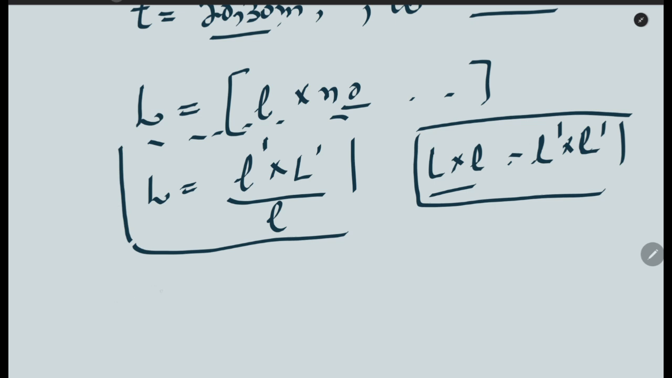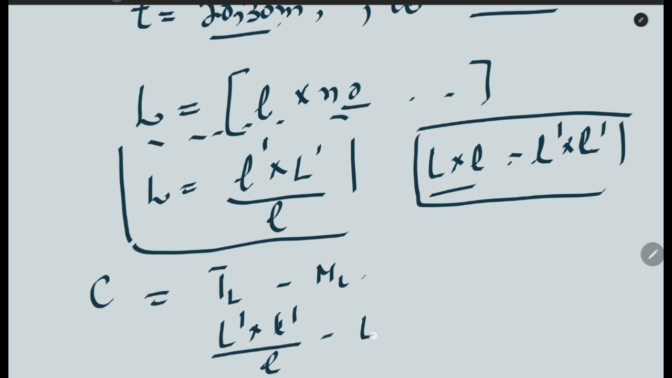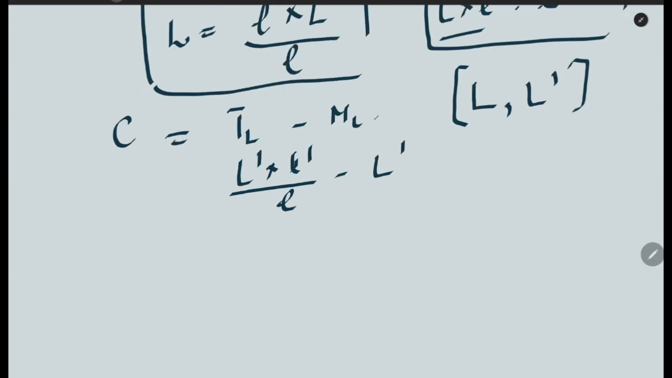The correction C will be equal to the true length minus the measured length, as I have already said in the previous one. Here the true length is L dash into L dash divided by L, and the measured length is L dash, when the correct length was L but you measured as L dash. So true length minus measured length will be the correction here. When we solve it, if L dash comes in common, it becomes L dash by L minus 1.